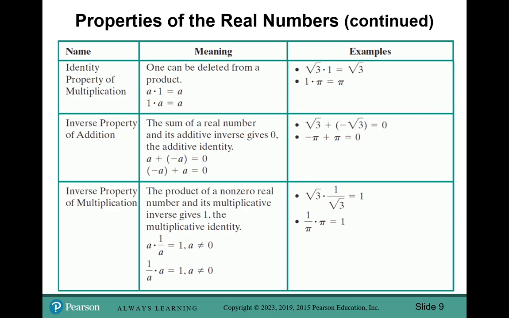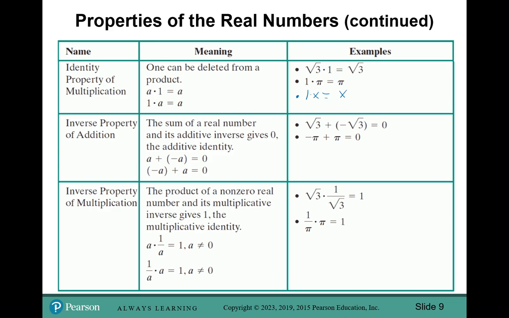A lot of the times we represent this 1 out front by simply writing the number. So here, A times 1 is A. We don't write the 1. 1 times A is A. We don't write the 1. So if I look at the square root of 3 times 1, I'm simply just going to write the square root of 3. If I look at 1 times pi, I'm simply going to write pi. And another one that's important going forward, if I look at 1 times x, a variable, I'm simply going to write x, and the 1 is understood to be out front.